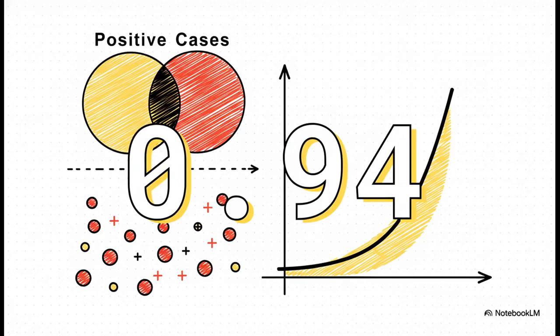And now, the final step. We just take our 17 wins, divide by the 18 total pairs, and we get our AUC score: 0.94. And that, my friends, is an excellent result. It tells us our exam does a fantastic job of ranking the students correctly.